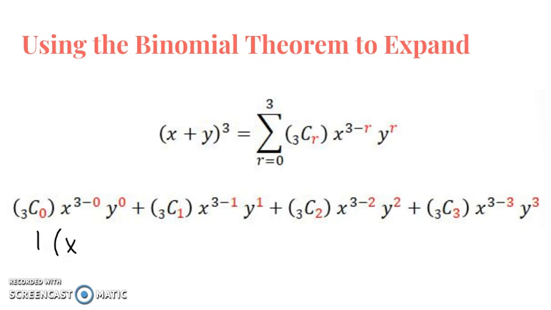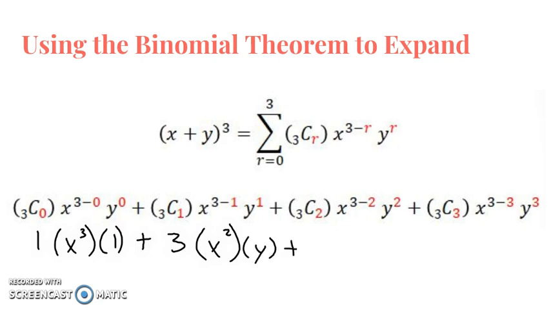Then I've got an x to the 3 minus 0. Well, that's just an x cubed. Then I've got a y to the 0 power. That's 1. If I plug in 3 choosing 1, again, hit the 3 first, then hit the PRB button, press enter, then hit the 1. That will give me a plus 3 times x to the 3 minus 1, which gives me x squared. y to the 1 is just a y.